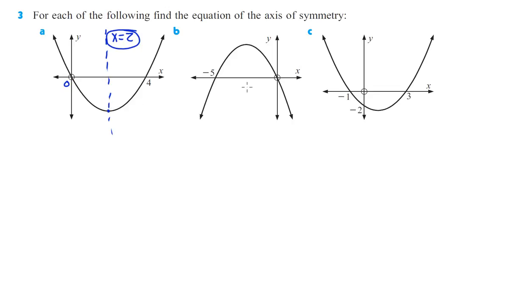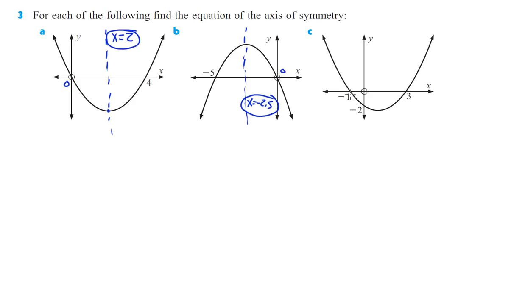Okay. Same idea here. You've got this line going right down the middle, right through the vertex, and it's at -5 and 0. So halfway between -5 and 0 is -2.5. So x equals -2.5 is the equation of the axis of symmetry.